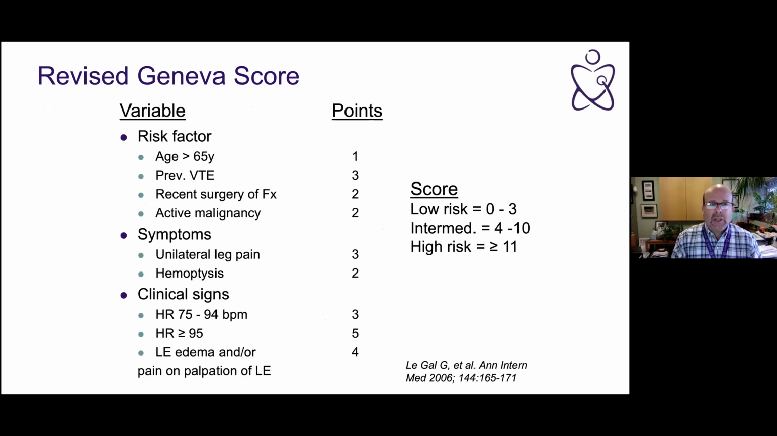So your instincts were good. Here's the revised Geneva score. I like this one more because this one takes away that subjective element. And again, different risk factors, symptoms, clinical signs, and then again, the points. She's over 65. She had previous venous thromboembolism. Her heart rate is greater than 95. She had lower extremity edema. And so her score is 13, and again, puts her into the high pretest probability, again validating everyone's thoughts that this might be a PE.